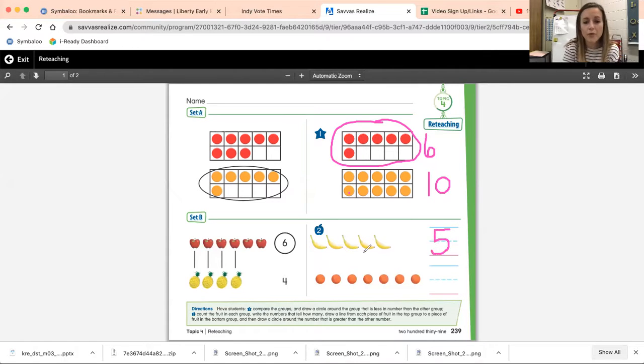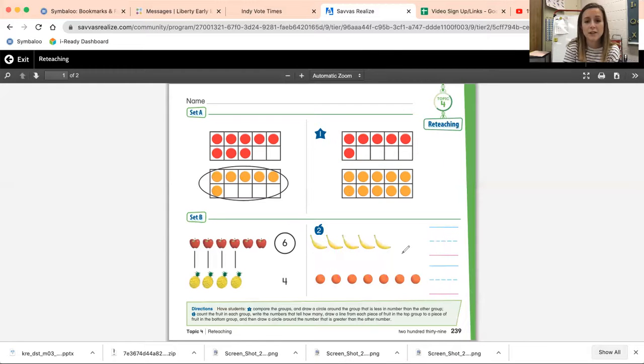Now help me count the oranges. Ready? 1, 2, 3, 4, 5, 6, 7. I'm going to write the number 7. I can show that I'm comparing the groups by drawing lines from 1 banana to 1 orange. Remember, we're looking for the group that's greater. Which group has some fruit left over? You're right, the oranges. There are more oranges than bananas, so I can circle the number 7.